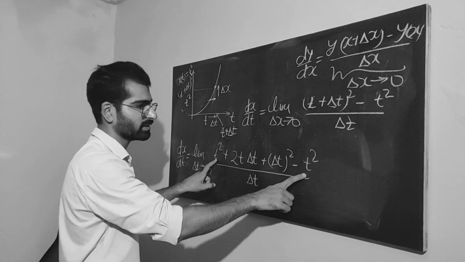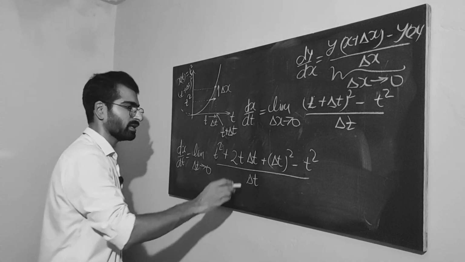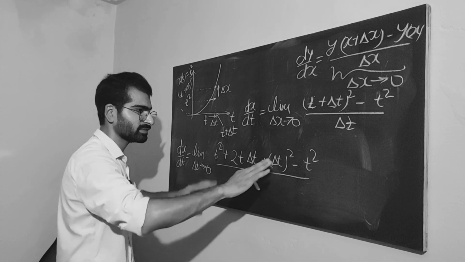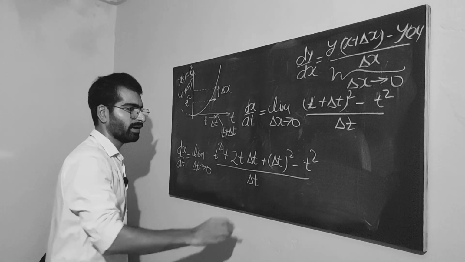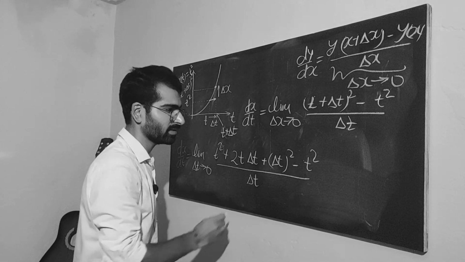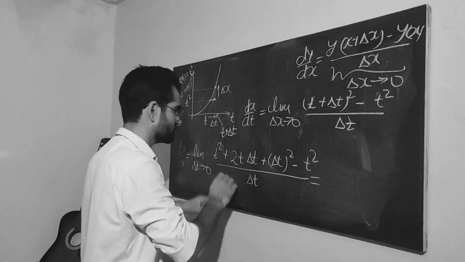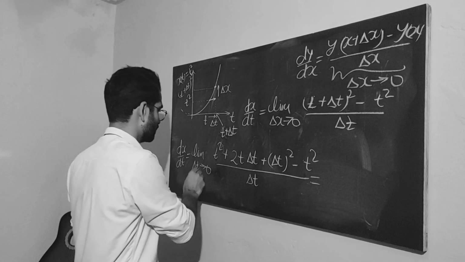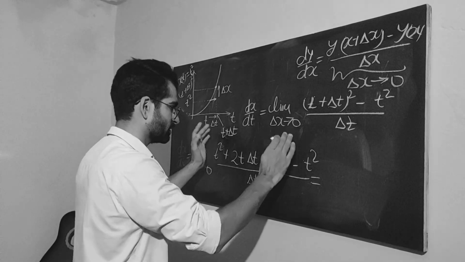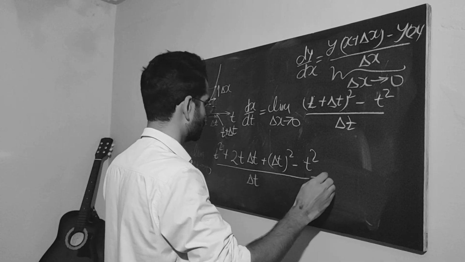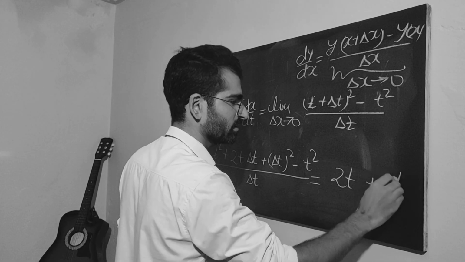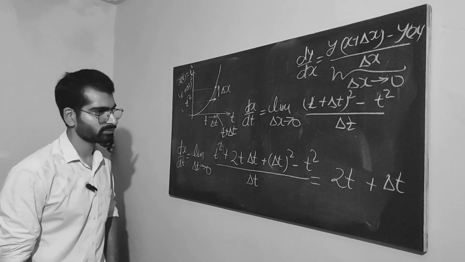Look, t squared minus t squared, they go away, and there's a delta t here, and there's a delta t downstairs, so these also cancel once you have removed them, and there's a delta t squared, and then downstairs there will be delta t. And so what you are going to see, this equation finally becomes 2t plus delta t, right?